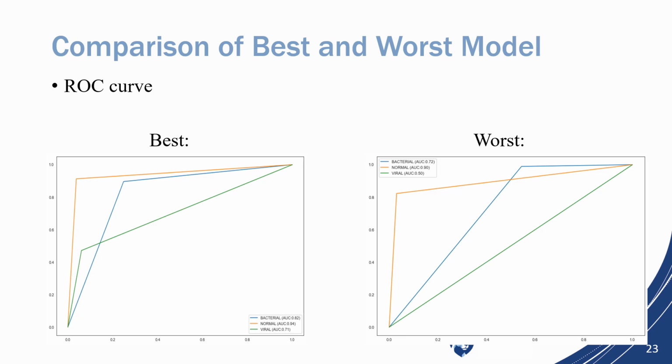This means that our best model still struggles to differentiate between bacterial and viral images, with viral class being the harder one to classify.